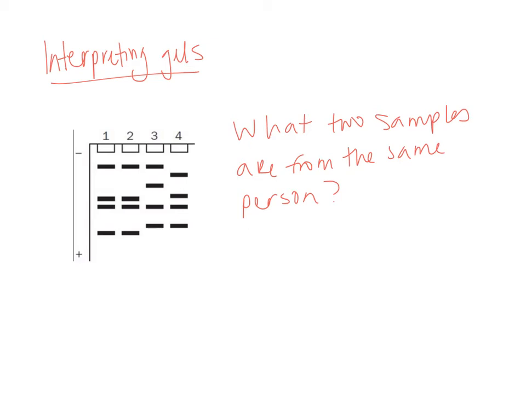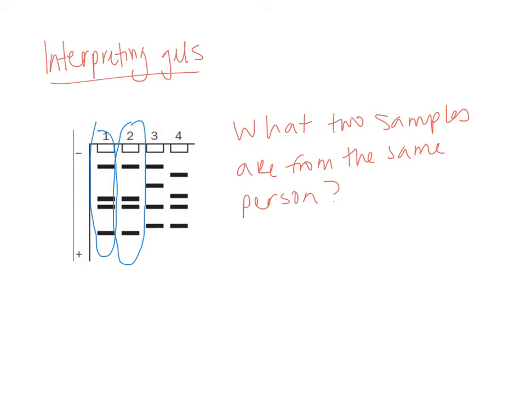If you answered lane 1 and lane 2 have the same banding pattern, so they must be the same person, you are correct. Lane 1 and lane 2 have the same banding pattern. Now, if you think about that, if they have the same DNA sequence, because they're the same person, then the restriction enzymes would cut in the same spot, which means the fragments are the same size. And if fragments are the same size, they travel the same distance in the gel.